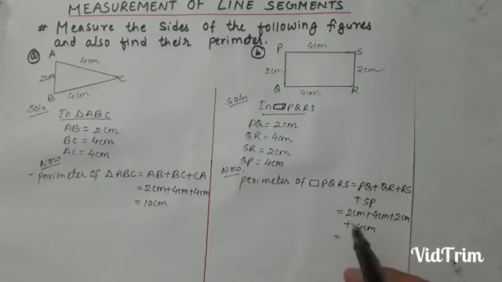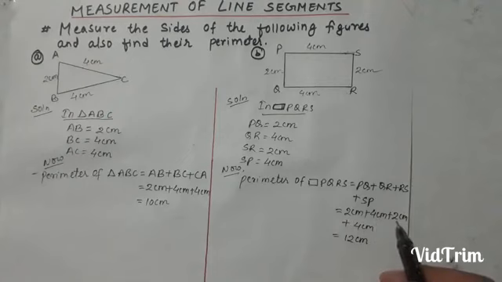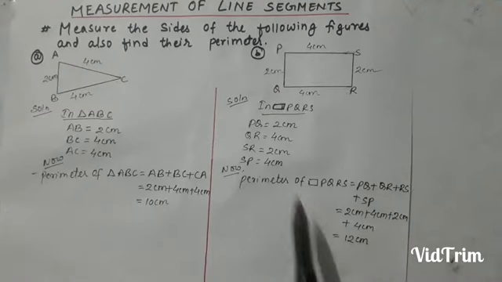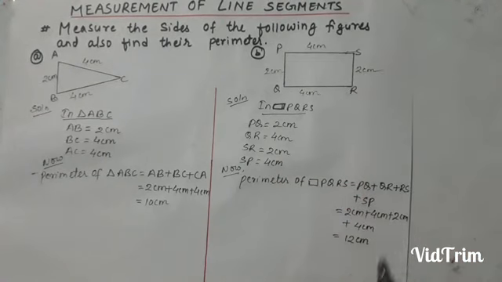So let's add. 2 cm plus 4 cm is 6 cm, 6 plus 2 is 8, 8 plus 4 is 12. So in this way the perimeter of this quadrilateral PQRS is 12 centimeter.